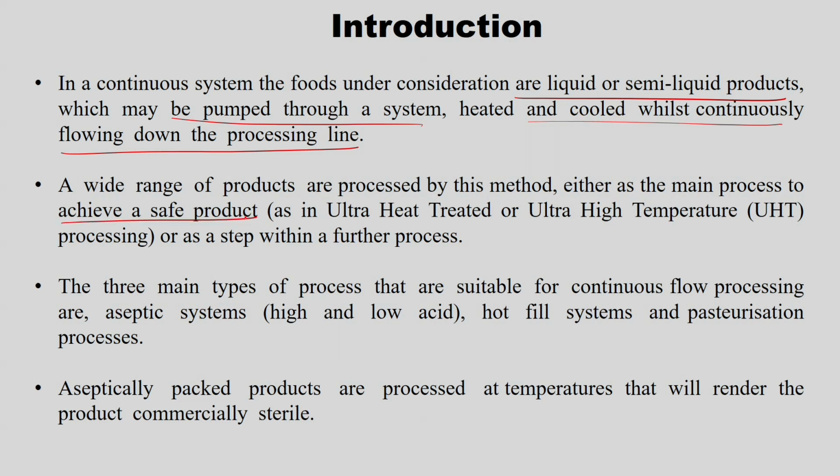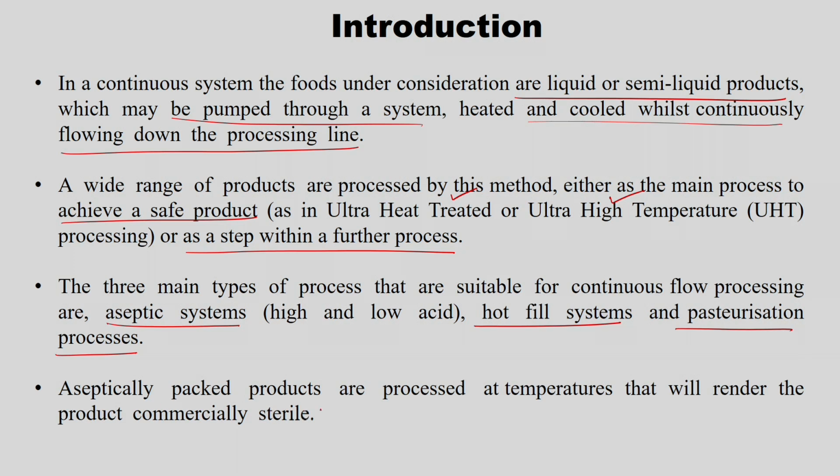The main process itself may be a heat exchanging process, which is nothing but ultra heat treated or ultra high temperature, or a step within a further processing. The heat exchanger may be used as an intermediate step to heat the fluid, or the main process itself is a heat exchanging process, which is happening in the ultra high temperature or even aseptic processing. The three main types of process suitable for continuous flow processing are aseptic systems, for high and low acid food, and hot fill systems, the pasteurization process. So, everything comes under this continuous flow process category.